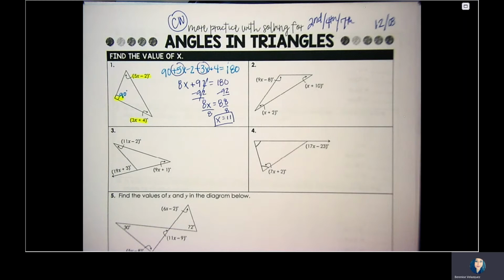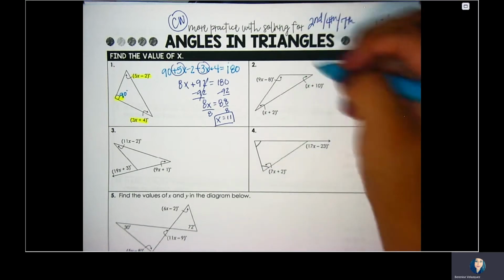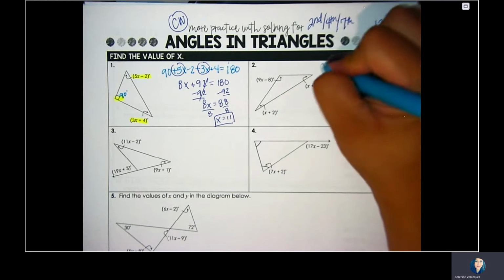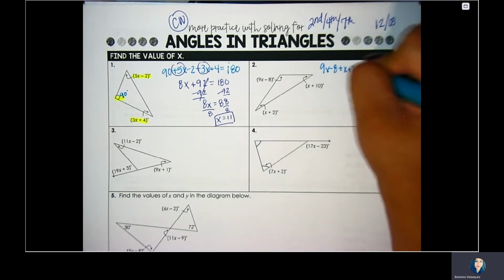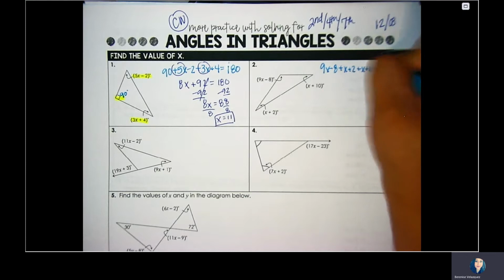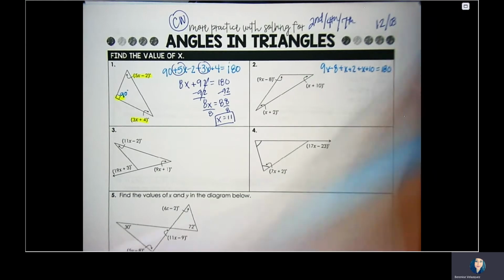So we have problem number 2. In problem number 2, it's going to be worked out the exact same way. We're going to start that one now. So we have 9x minus 8 plus x plus 2 plus x plus 10 is equal to 180.